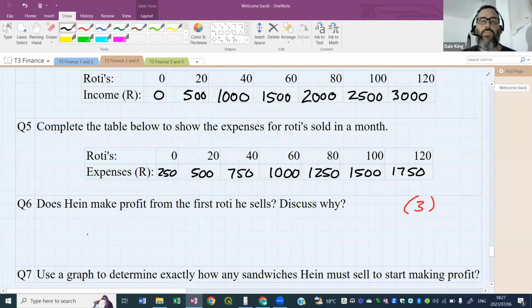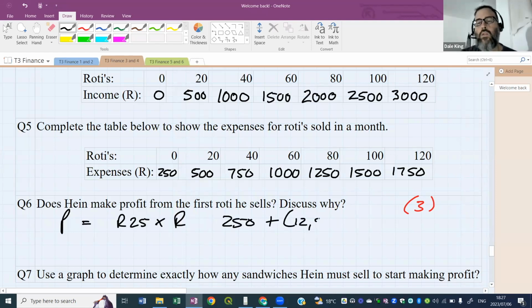So I took the income equation and I said 25 rand times 1 roti, which gives us 25. And then I calculated the expense. I said 250 plus 12.50 times 1 roti. That's 262.50 rand. And then I said the expense minus the income. It was a loss. It's brilliant. Hold it a sec. Don't go anywhere. Okay, it's brilliant.